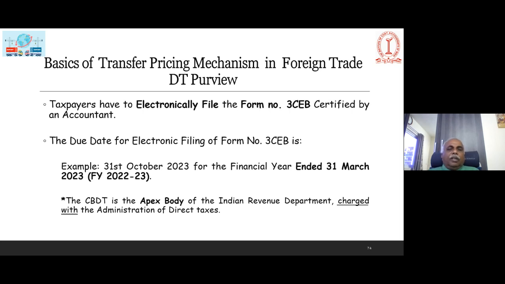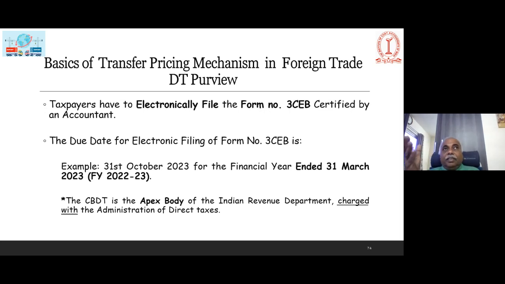The due date for the electronic form: if the financial year closes on 31st March 2023, for the financial year 2022-23, particularly 31st October is the last date.